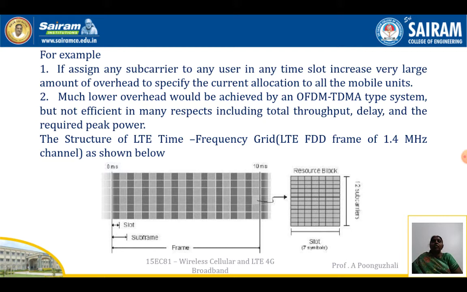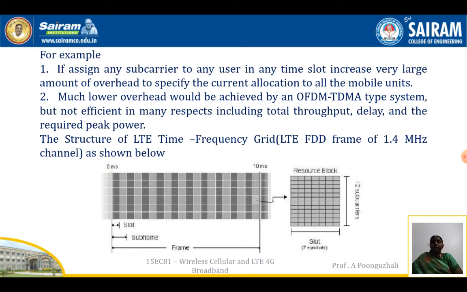That overhead is needed to specify the current location to all the mobile units. So if I assign any subcarrier to any user in any time slot, the amount of overhead should not be large enough to specify the current location of the mobile units. Our main aim is to reduce the overhead, which is achieved by an OFDM TDMA type system. But this system is not efficient, because there will be a delay in total throughput.